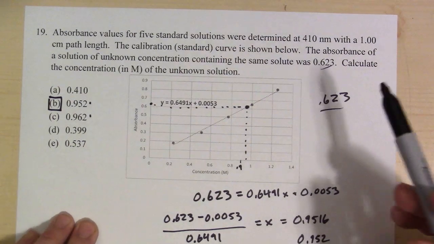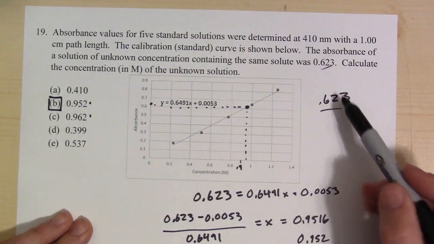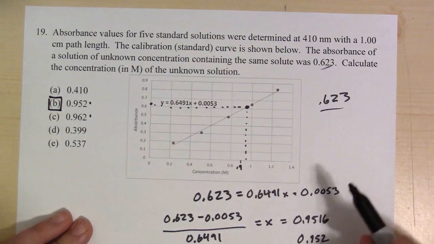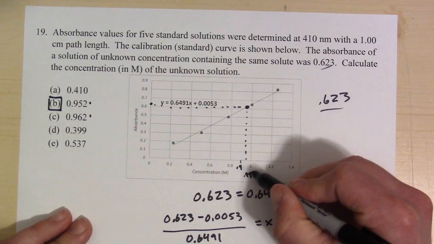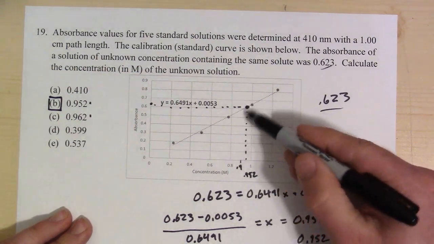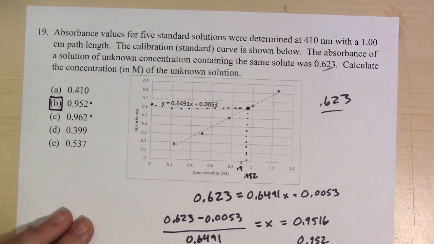So the concentration of the solution with the 0.623 absorbance is 0.952 molar. That matches about with what we saw here of roughly what our concentration was. So the answer for 19 is B.